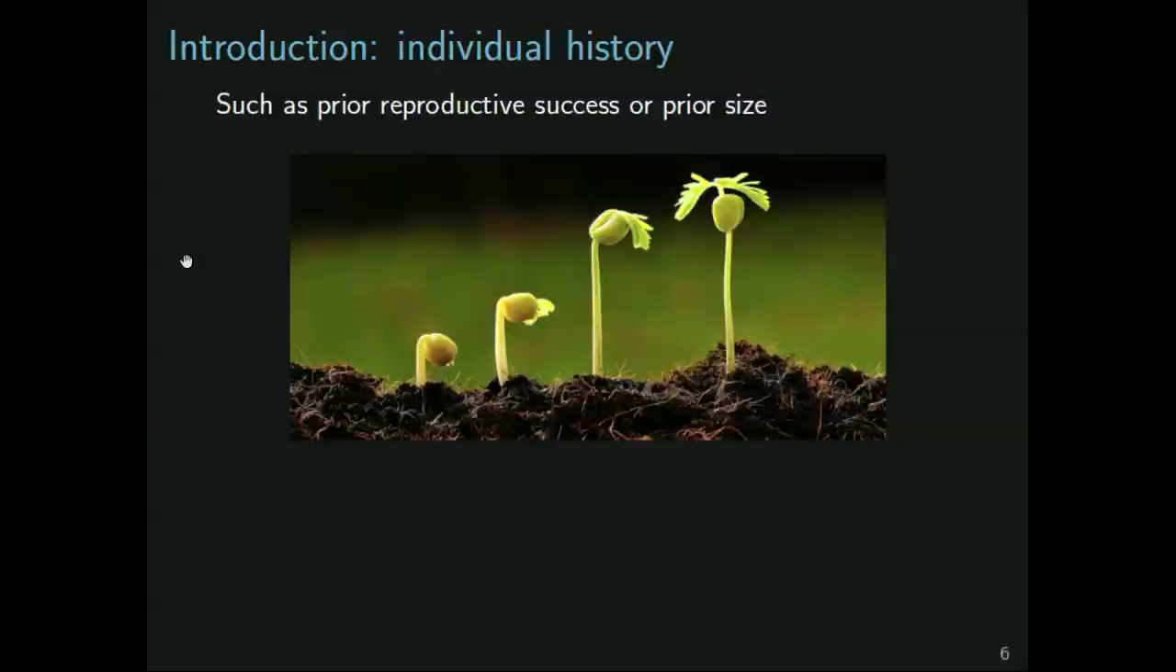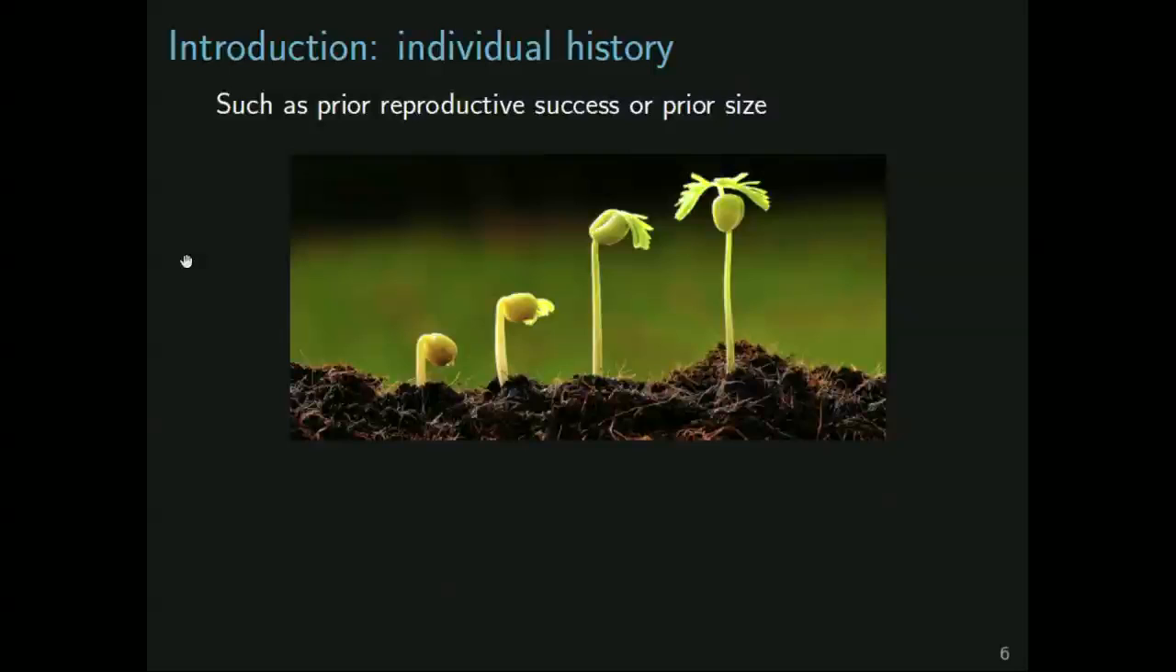Another example of a prior state that might be relevant is prior size, especially in trees, for example. If they're not growing, then that can mean they don't have enough light or something else is wrong. And so growth can be an important prior variable that can determine survival and reproduction.